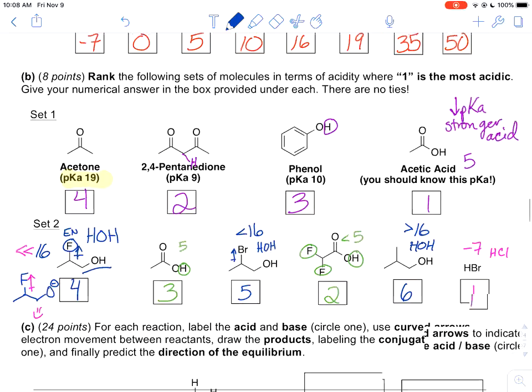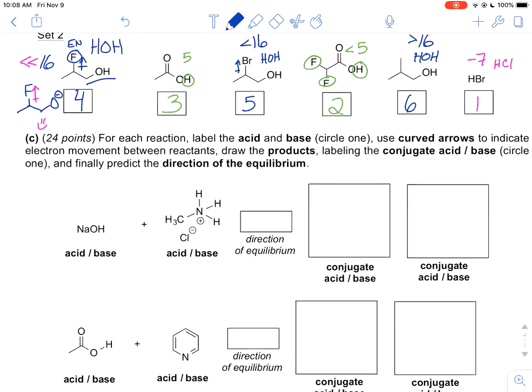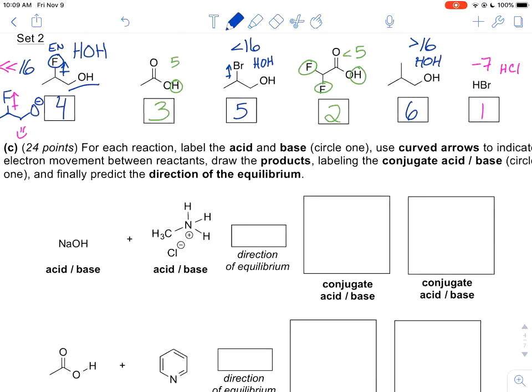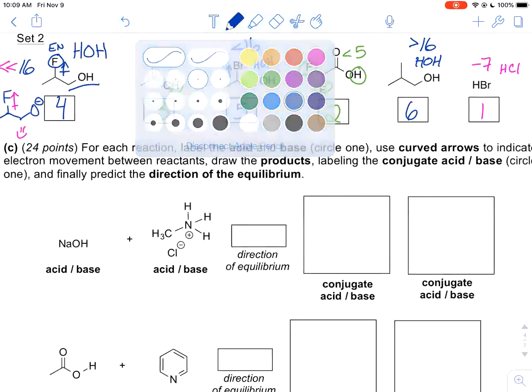So let's move on to the nice big acid-base problem. Lots of good stuff going on here. We're going to identify which one's the acid and base, use some curved arrows to explain how the protons get moved around, draw those products, label them as a conjugate acid or base, and predict the direction of equilibrium.